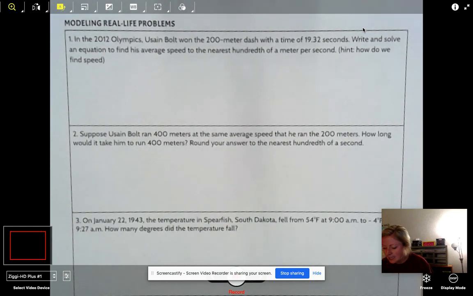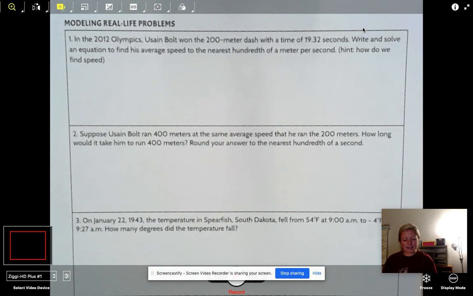Okay, it says in the 2012 Olympics, Usain Bolt won the 200-meter dash with a time of 19.32 seconds. Write and solve an equation to find his average speed to the nearest hundredth of a meter per second. I totally read that wrong, so I apologize. But our job is to find how fast he ran per second. That's what we're trying to do.